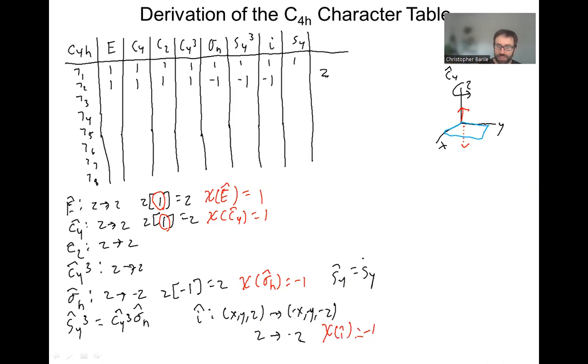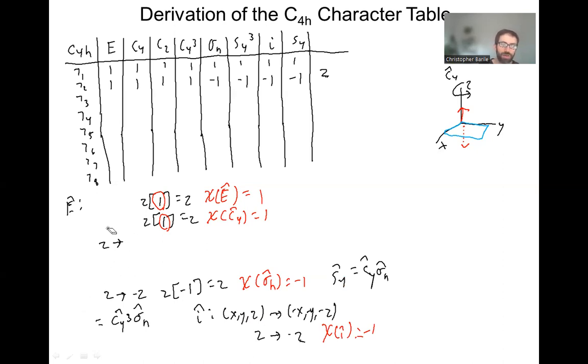But anyway, S4 is a C4 followed by a sigma H. And so C4 did nothing, just took Z to Z, and sigma H took Z to minus Z. So overall, we took Z to minus Z, which gives us a minus 1. And so using this function Z, we were able to derive a new irreducible representation, which at this point we're still just calling gamma 2. But we got something different than the totally symmetric representation of ones across the board.